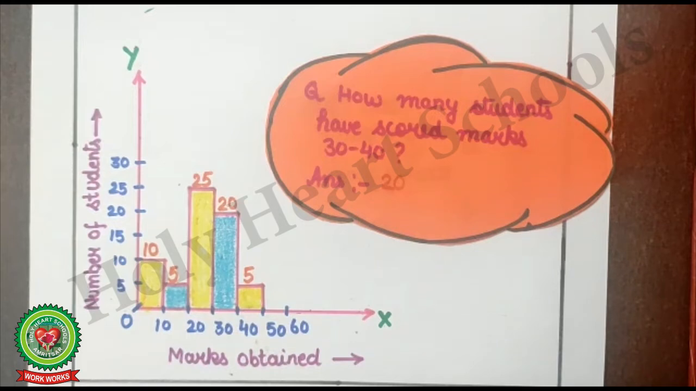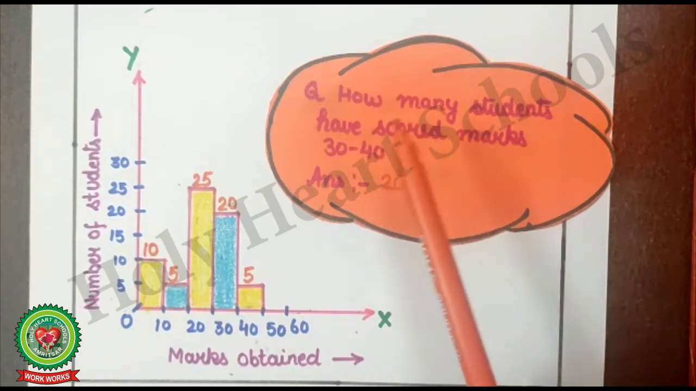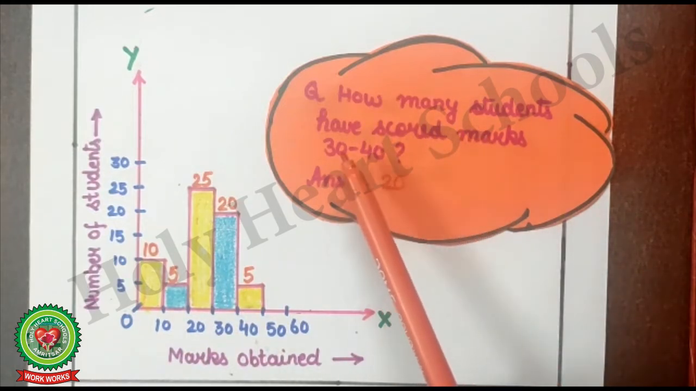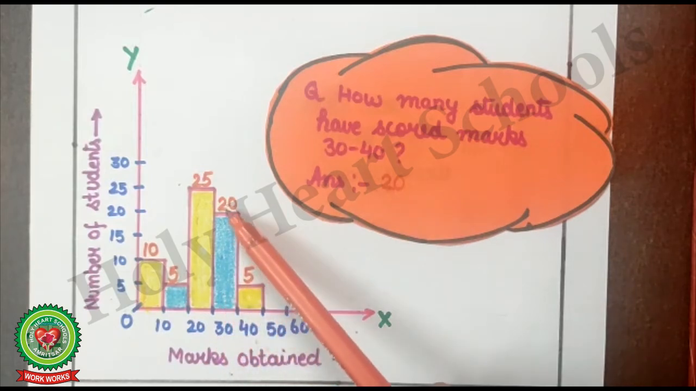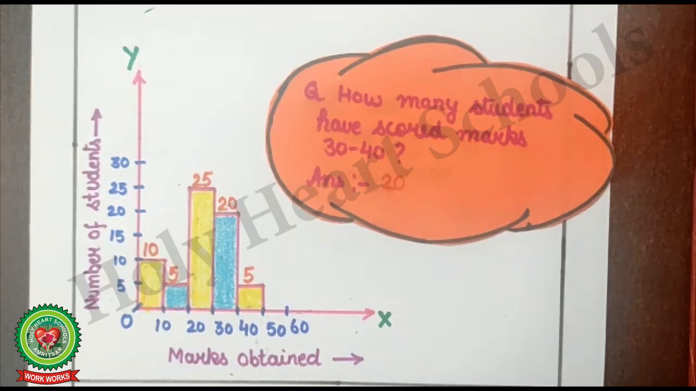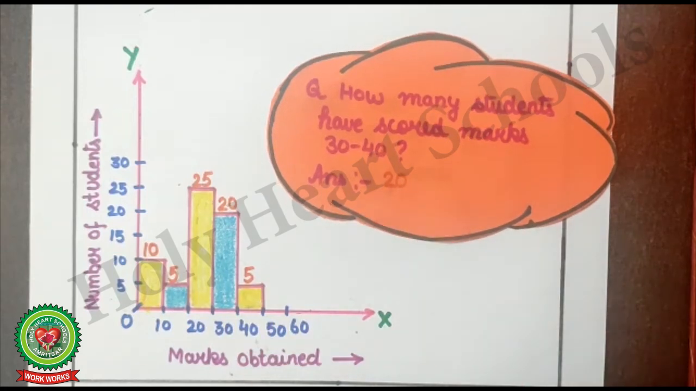Now see the first question. How many students have scored marks 30 till 40? Here we are talking about marks scored, so for this you will see the x-axis. On the x-axis, 30 till 40, the height of the bar is 20. So as you can see, 20 students scored 30 till 40 marks. Therefore the answer will be 20.